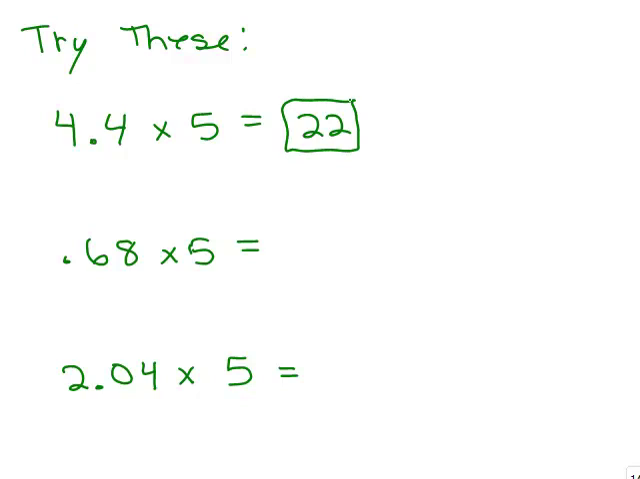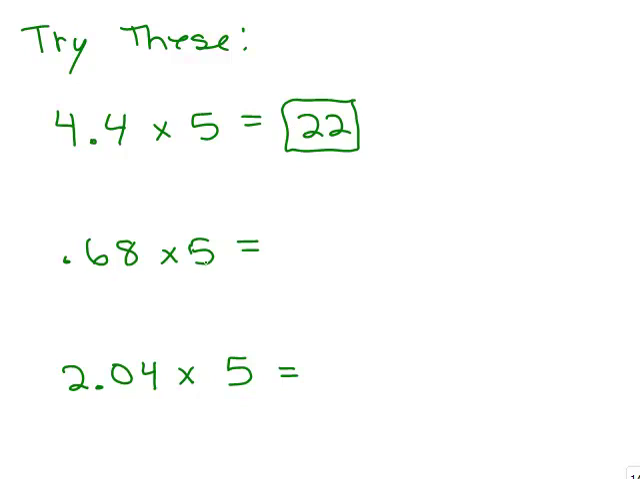You might have done it a different way, but I hope you also got 22. Now, you should look and see if that seems like a reasonable number. The problem is approximately 4 times 5, if you just ignore the decimal, but it's actually bigger than 4, so 22 seems reasonable. All right, let's do the next one.